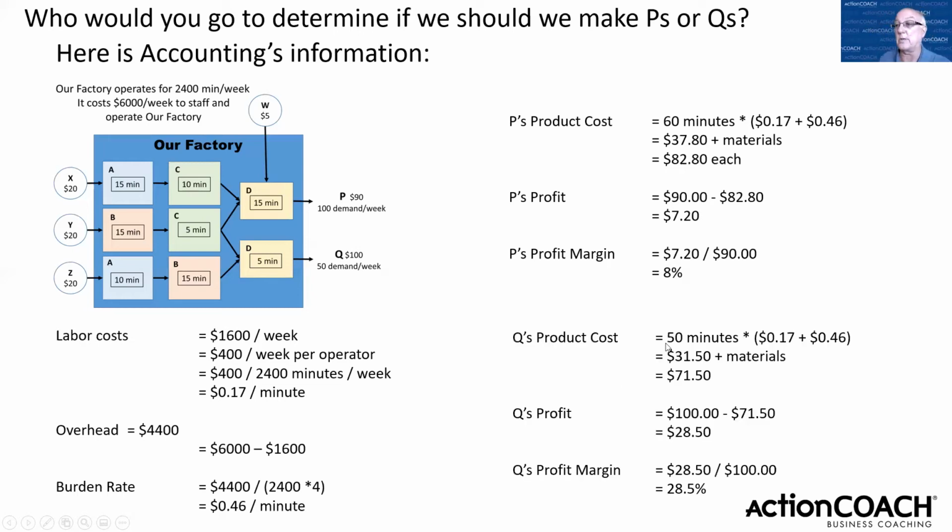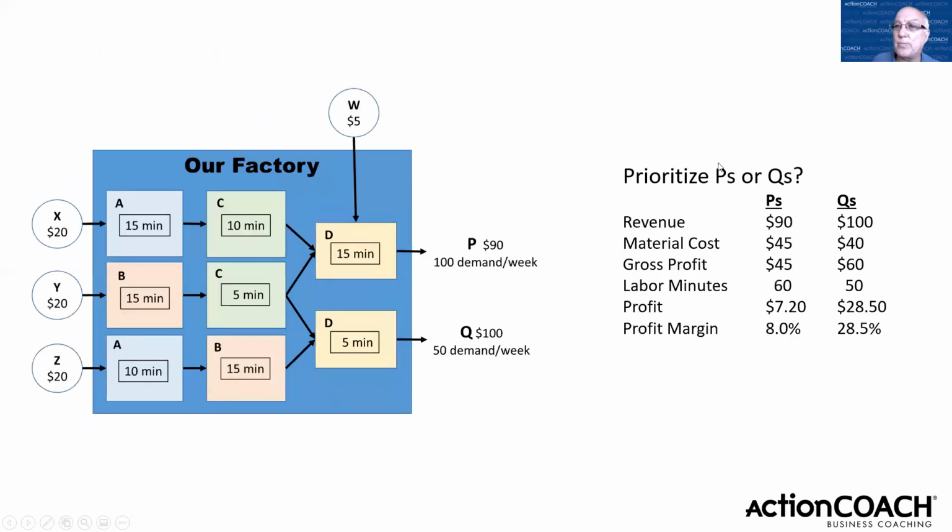Q, similarly, 50 minutes, $71.50 in time and materials. The profit, therefore, is $28.50 for a 28.5% profit margin. So Qs on the surface here look a lot better than Ps. Let's organize this. From a revenue perspective, if we were prioritizing Ps over Qs, well, we'd like more revenue rather than less. That means we would prefer Qs.